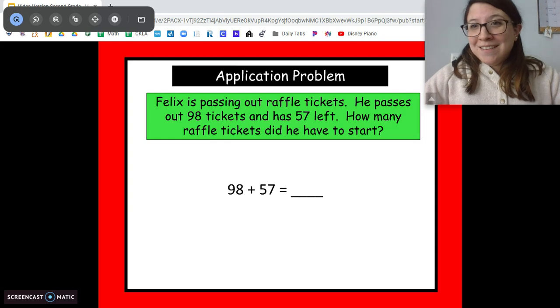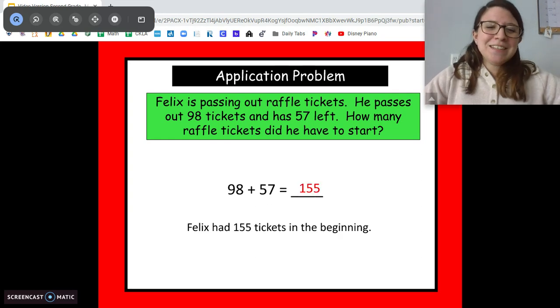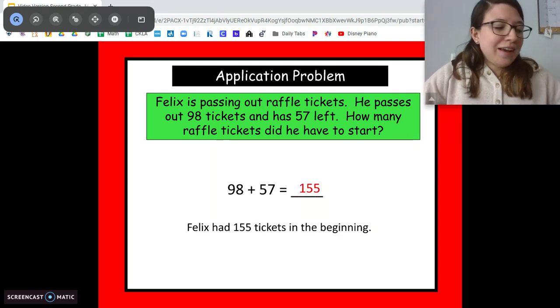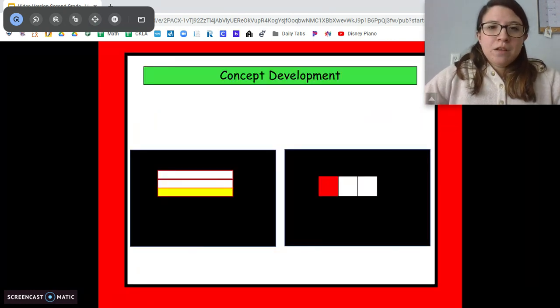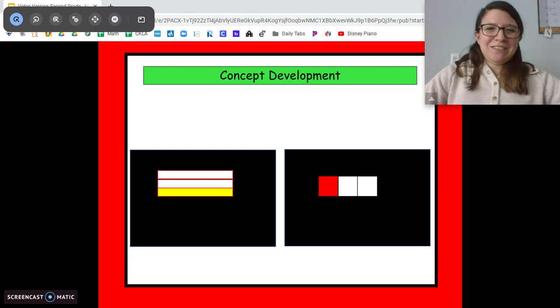What'd you get? Good, 155. He had 155 tickets to start. Nice job. Okay, here we go. I'm excited for this one.